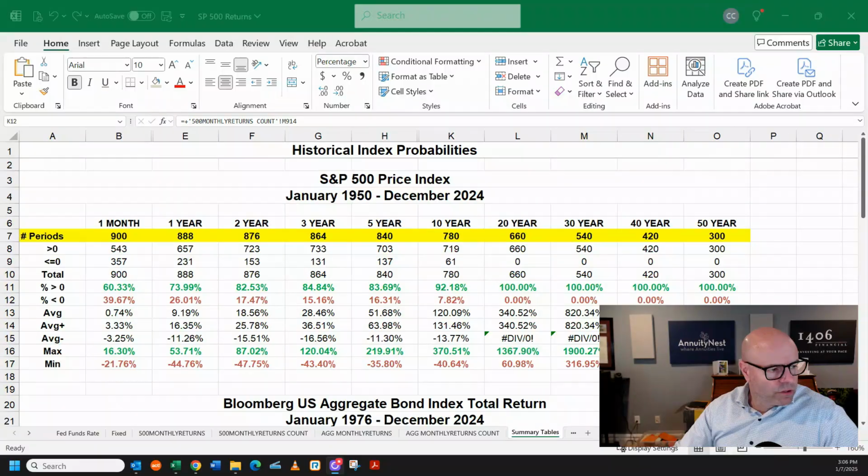And so what I do is just using the free information from yahoo.com and from bloomberg.com. I get historical data on the S&P 500 index and the Bloomberg Aggregate Bond Index. I put it into my spreadsheet. So let me show you. Let's just go to the punchline here for January 2025. So the results are actually through December of 2024, right?